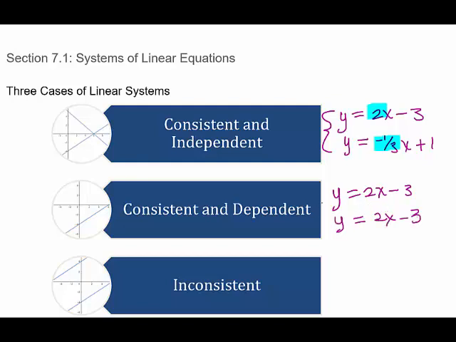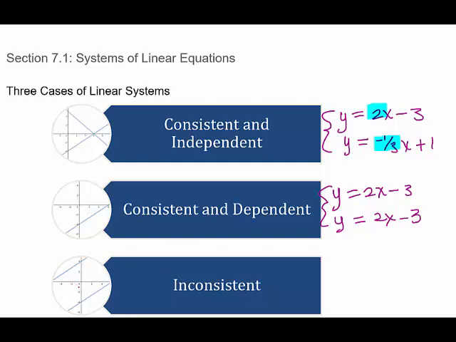Now, just because they don't look identical initially doesn't mean that they're not the same line. So write the lines in slope-intercept form, and you can easily tell that they're exactly the same. And so this system has an infinite number of solutions.